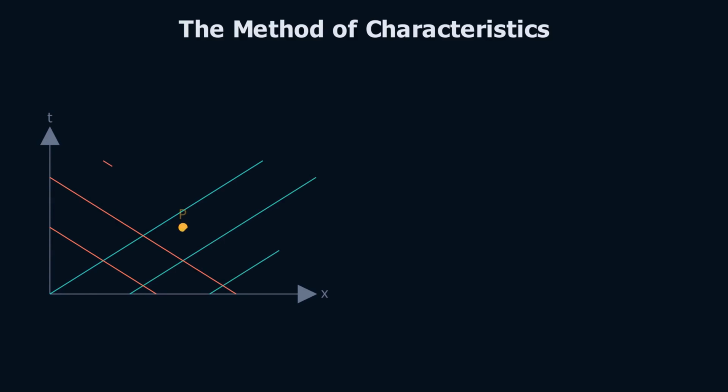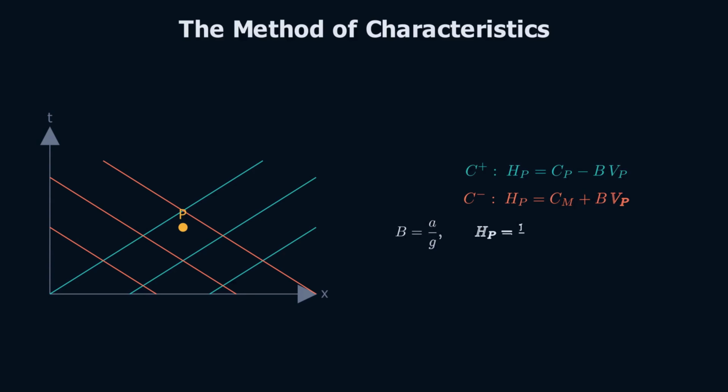To find the state at a new point P, we ride the C plus line up from the left and the C minus line up from the right. Along each line the PDE becomes one algebraic equation. Two lines meeting at P give two equations and two unknowns, the head and velocity there. Add them, you get the head. Subtract them, you get the velocity. No matrix, no iteration, just add and subtract, marching up through time. That is the entire method.